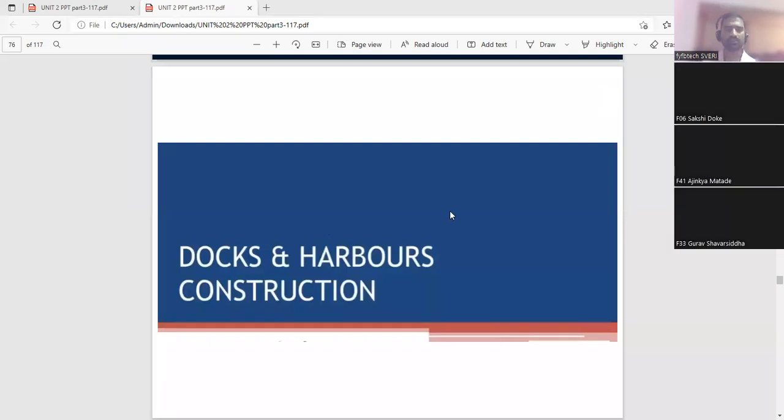In this class, we will start docks, harbors, and ports. That is, construction of the docks and harbors. Can anybody tell me what docks and harbors are?